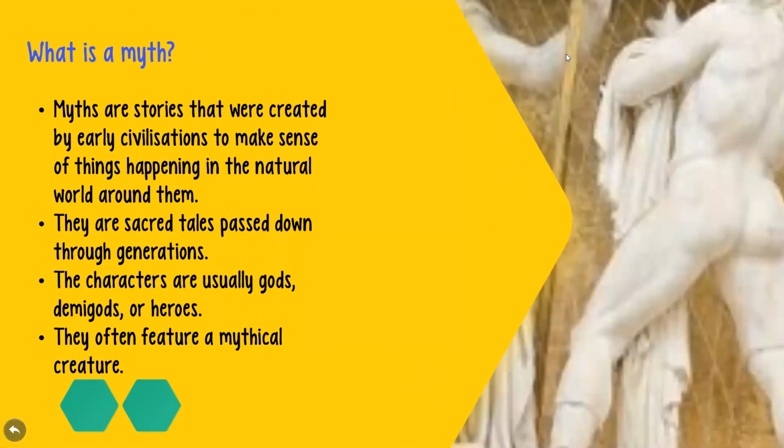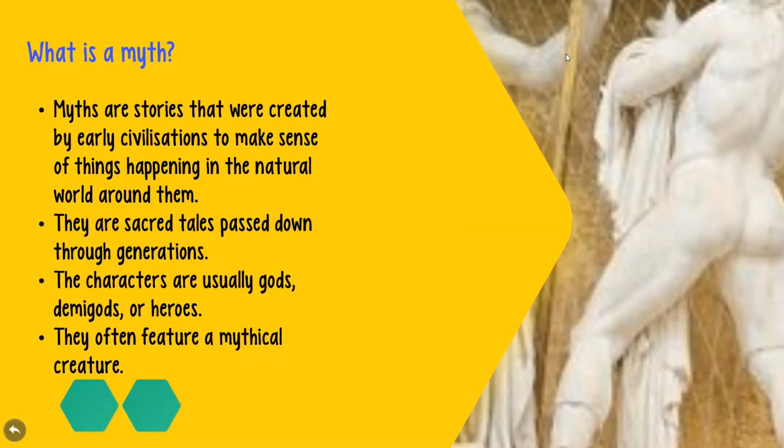So, what is a myth? Well, myths are stories that were created by early civilizations to make sense of things happening in the natural world around them. So quite often, the ancient civilizations, the Romans, the Greeks, would have tales that would explain how we had seasons, or why day turns to night, or how the world began. So myths are sacred tales that are passed down through generations. Sometimes they vary depending on who tells them, but generally the overview and the outcome and the characters are the same. The characters in myths are usually gods or demigods or heroes.